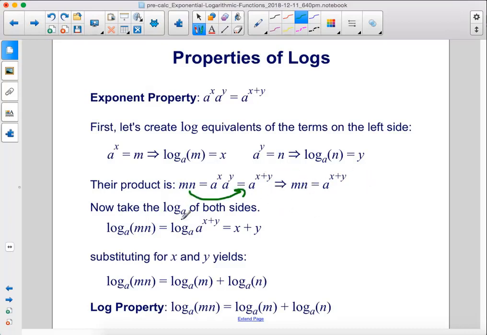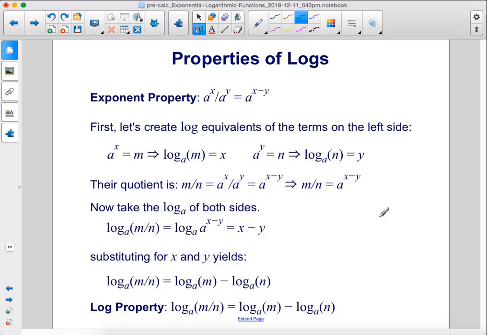Now take the log base a of both sides. Log base a of mn equals log base a of a to the x plus y. So these cancel, leaving us with just x plus y. Substituting for x and y yields log base a of m times n equals log base a of m plus log base a of n. So the log property is log base a of m times n equals log base a of m plus log base a of n.